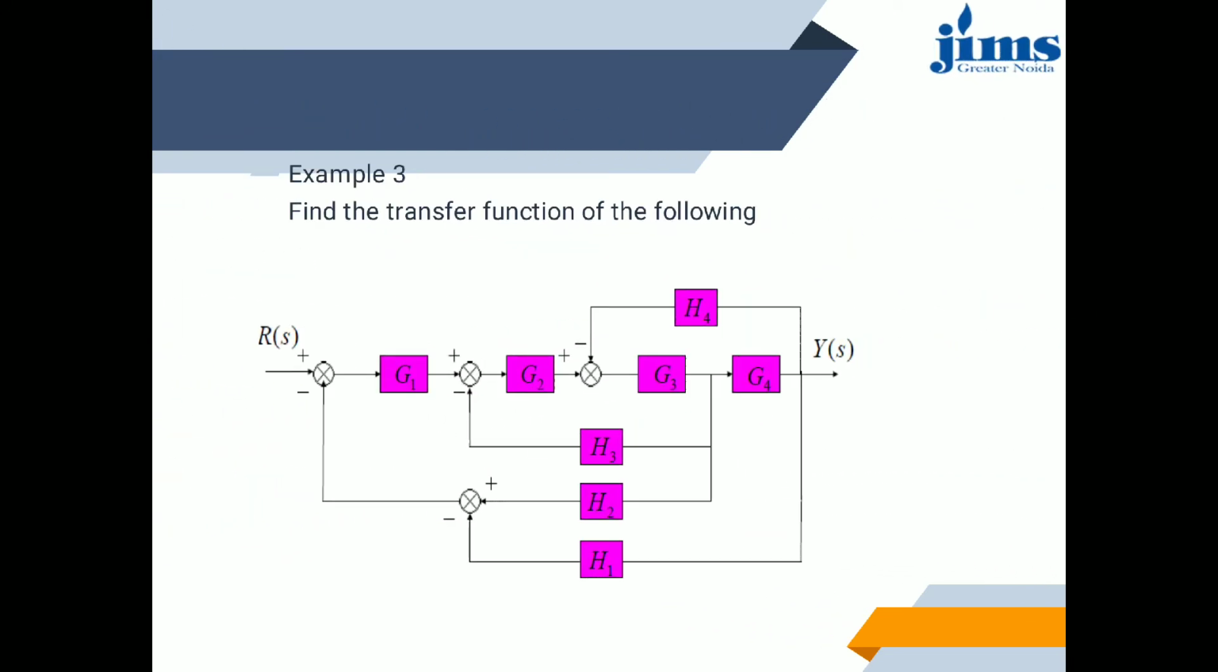We are discussing the third example on block diagram reduction. Again we need to find the transfer function of the system with R(s) as your reference input, Y(s) as output. Here we are having four system gains G1, G2, G3, G4, and we are having four feedbacks as H1, H2, H3 and H4.